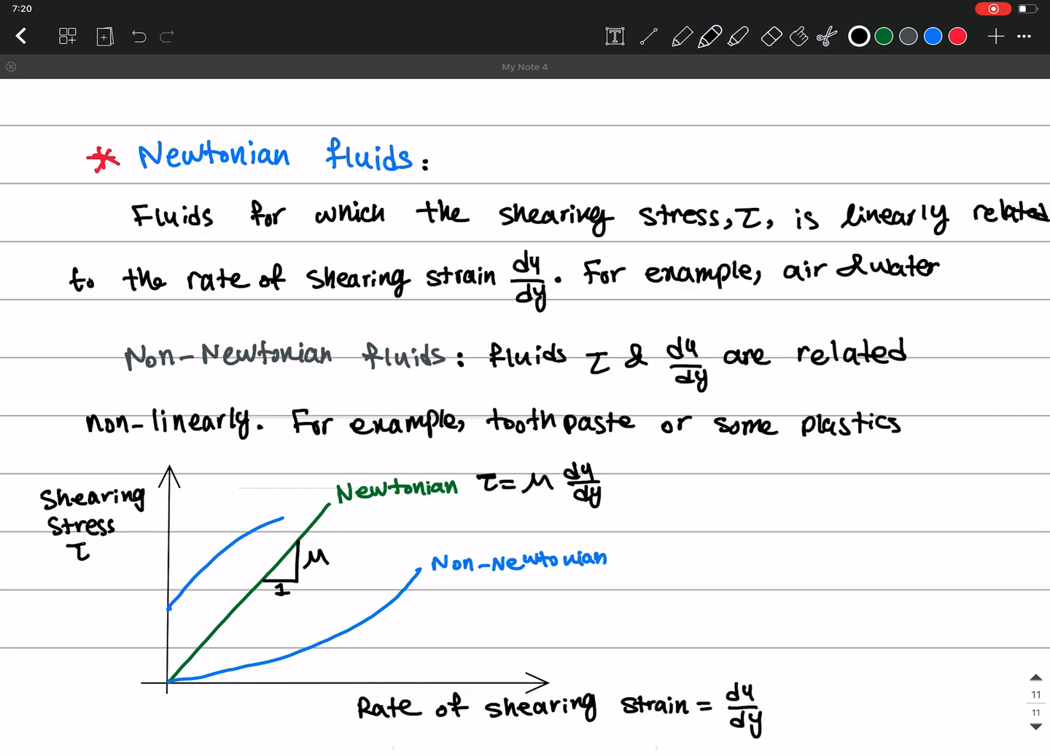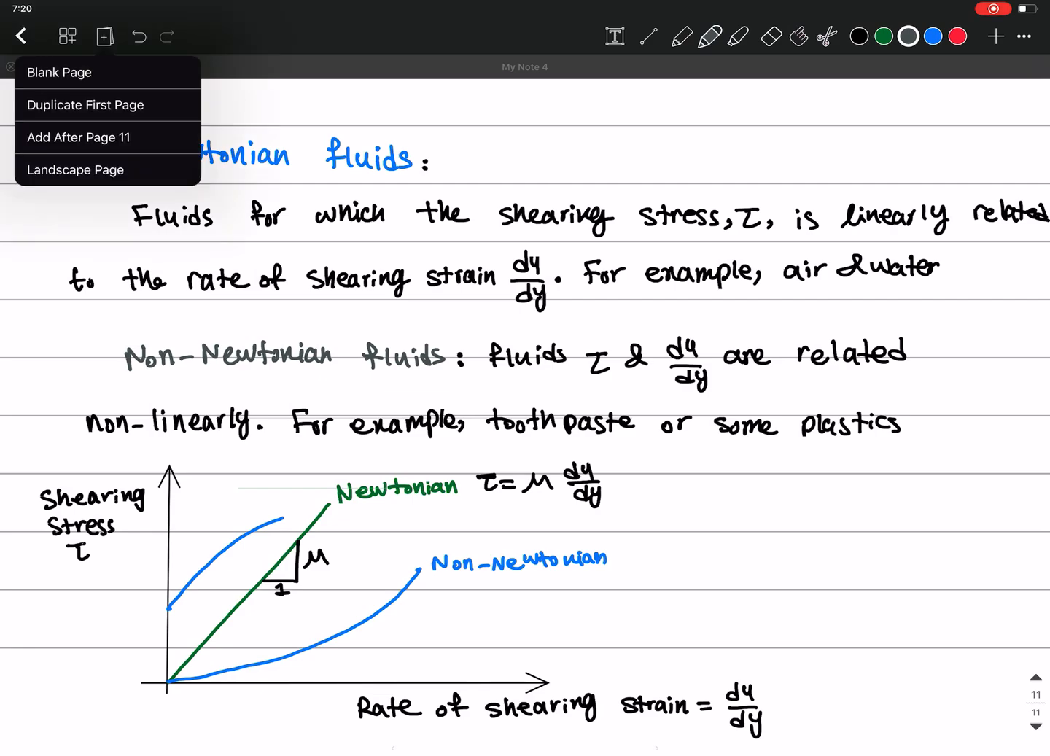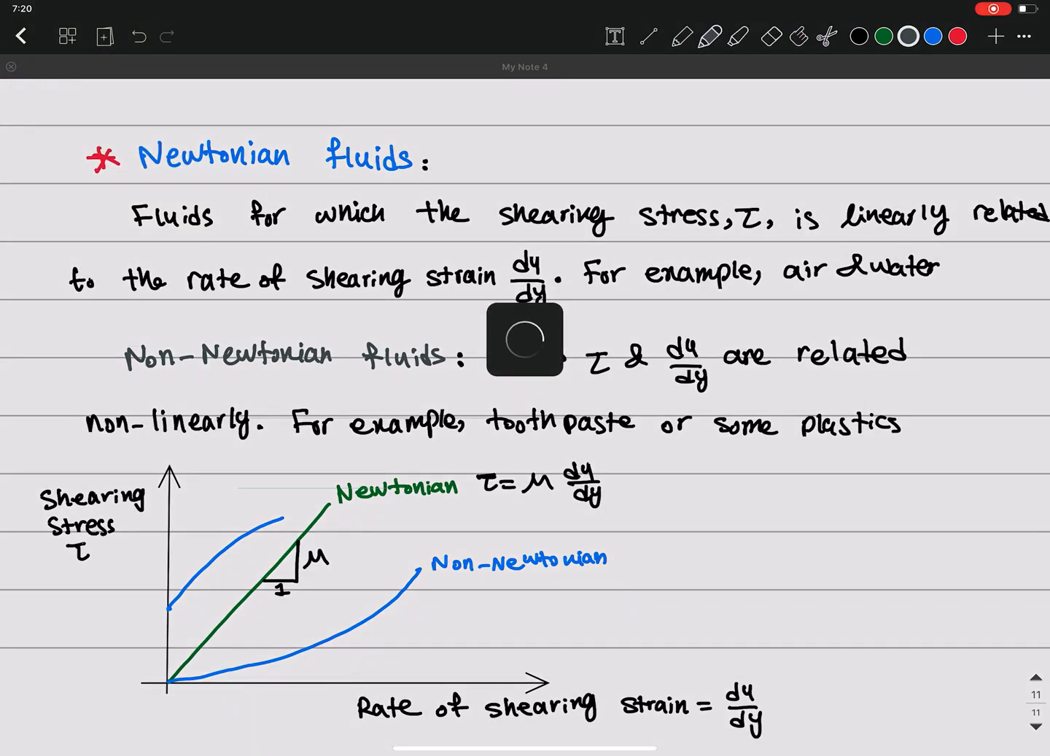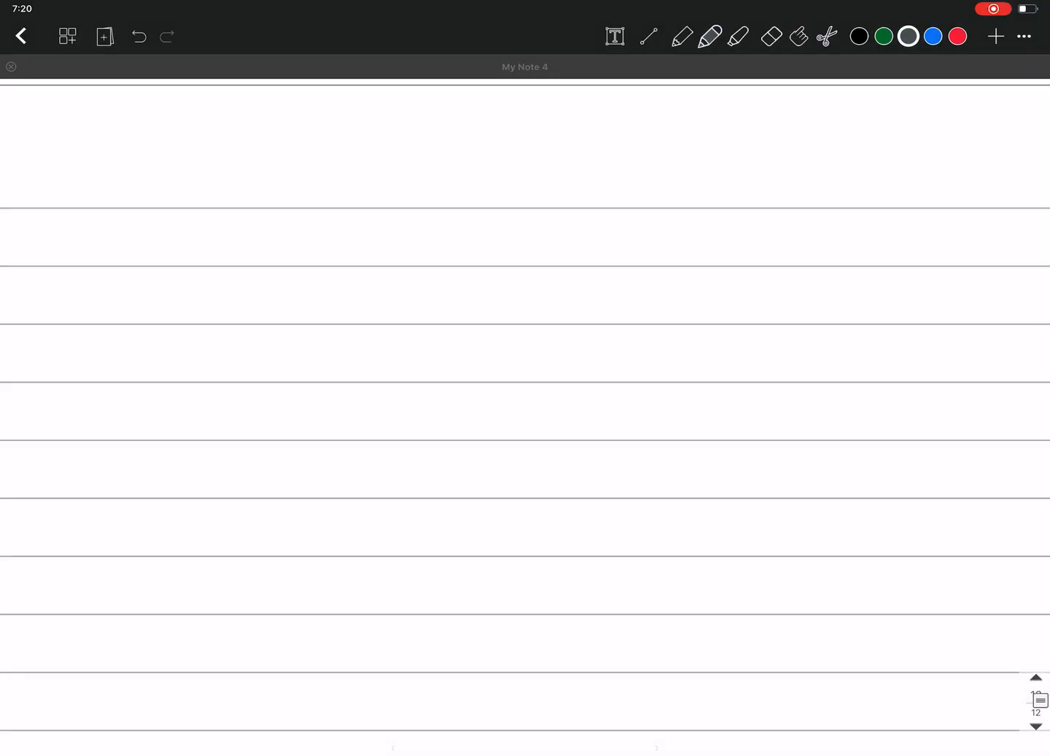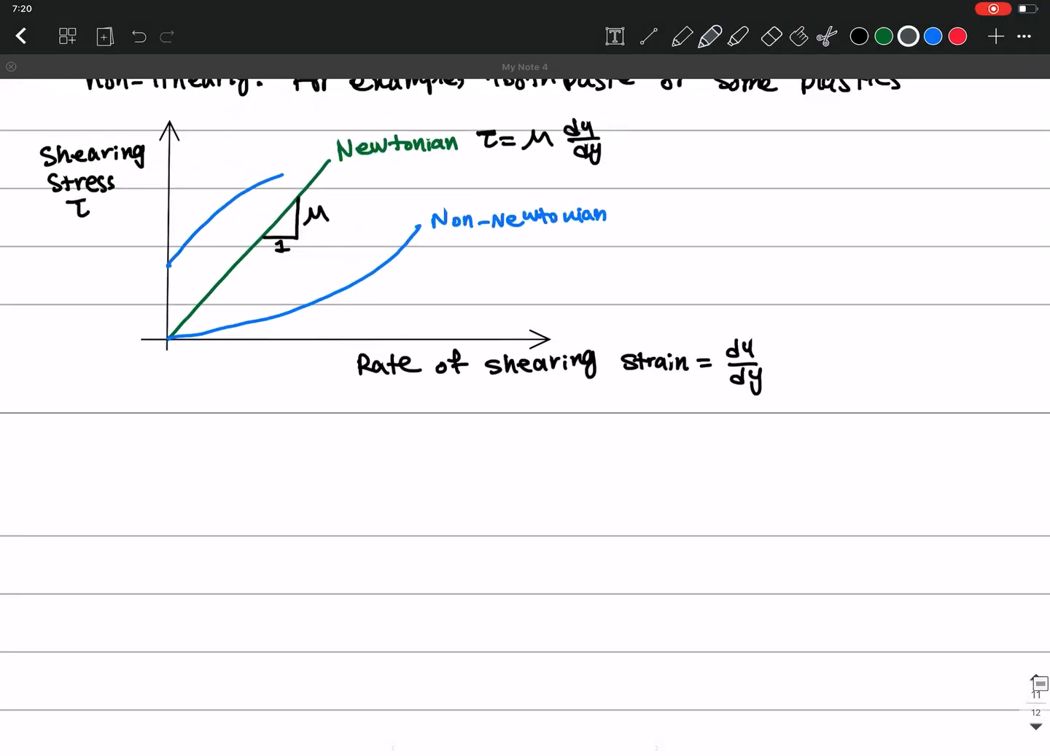I just wanted to define this. But mostly we're going to work with Newtonian fluids in our course. And also another definition that could be useful is kinematic viscosity. So mu is dynamic viscosity, and kinematic viscosity is very simple. It's just defined based on the dynamic viscosity, okay?